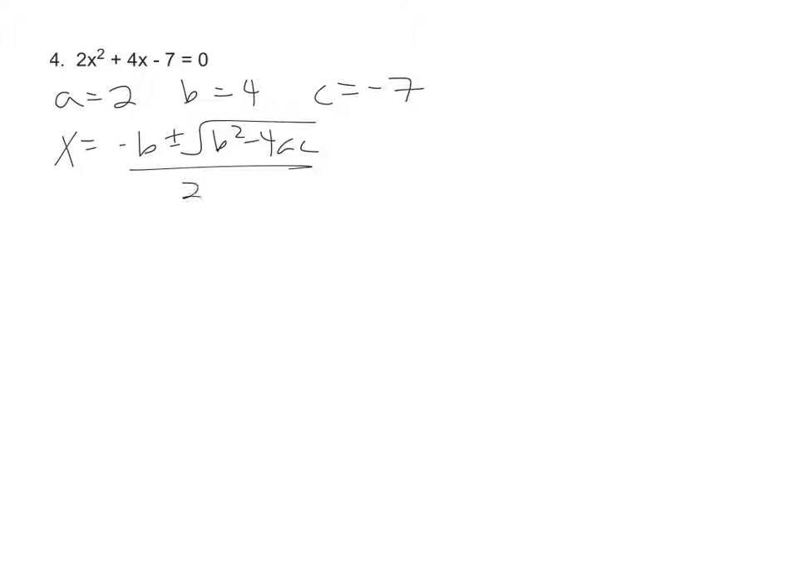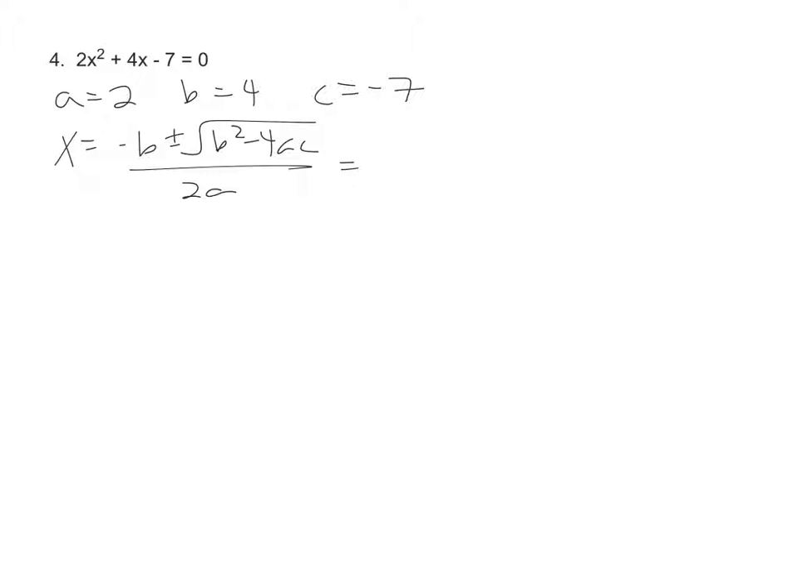In this last example, I'm going to point out a few places that people struggle with using the quadratic formula, but in this particular example, you don't have a choice. Really, you have to use the quadratic formula or completing the square, which is actually worse in this particular case. So here I have a is 2, b is 4, and c is negative 7. So my x equals negative b plus or minus the square root of b squared minus 4ac all over 2a.